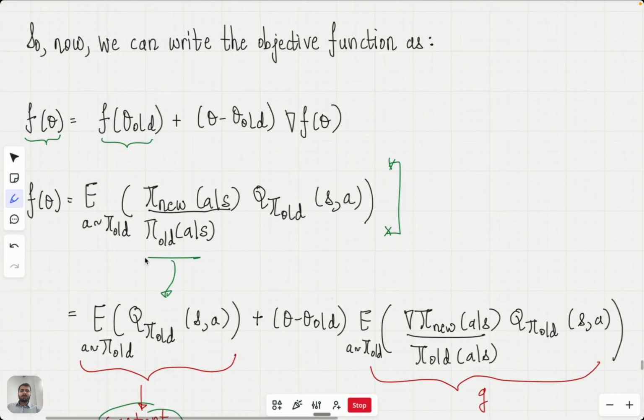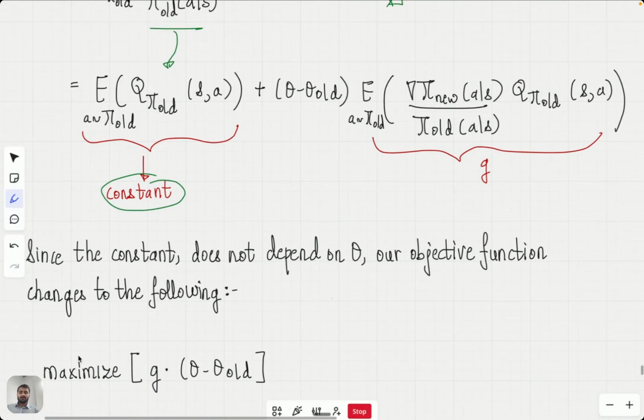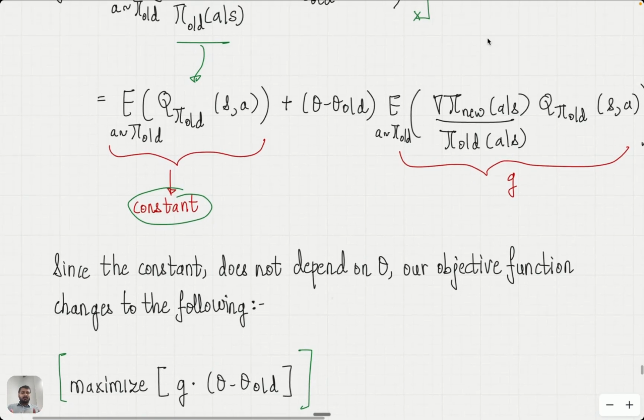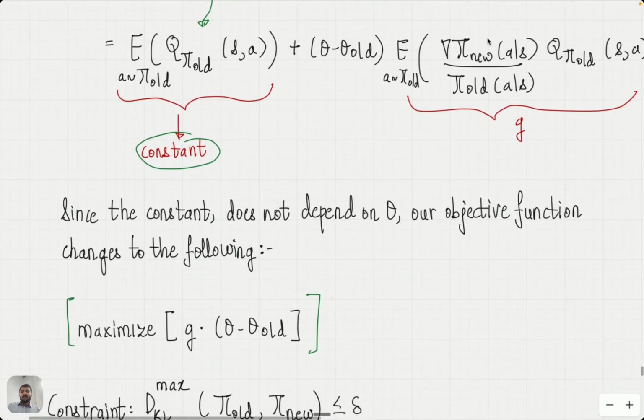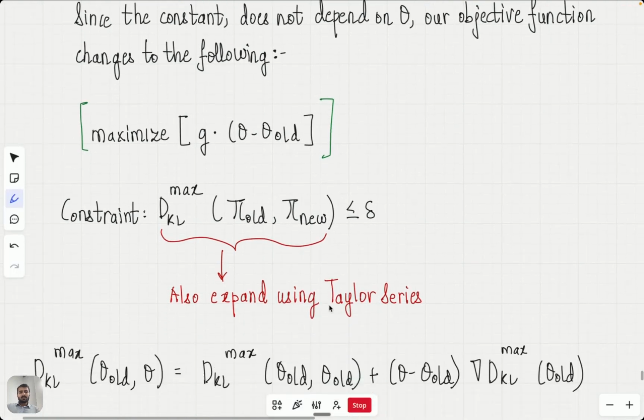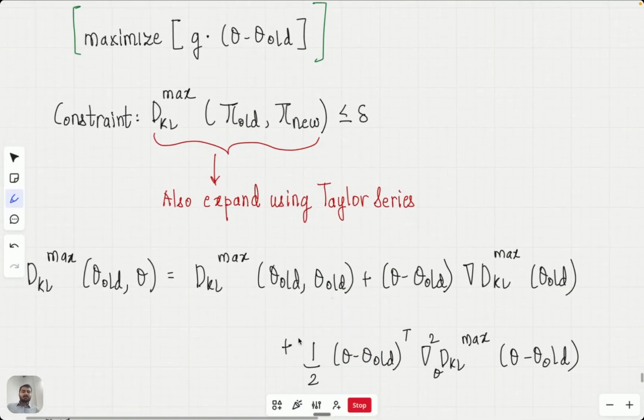So all we need to do is maximize this expression, g times theta minus theta old, where g is given by an expression which looks very similar to the policy gradient expression. This is why I said at the beginning that when we reach the end of this lecture and look at how the constraint optimization problem is solved, it will look quite similar to the expressions we obtained before in the vanilla policy gradient lectures. Now, what to do about the constraint? Well, people also expand the KL divergence using Taylor series, and it can be expanded like this.